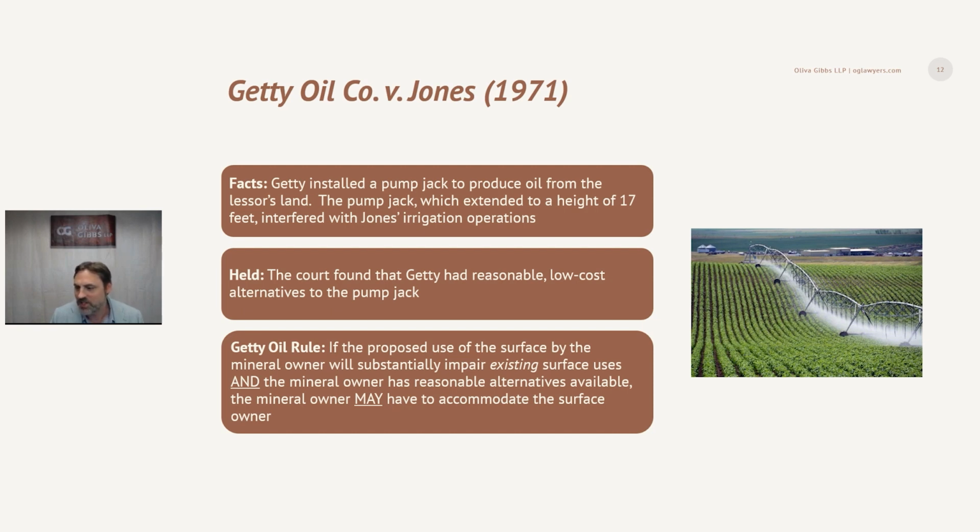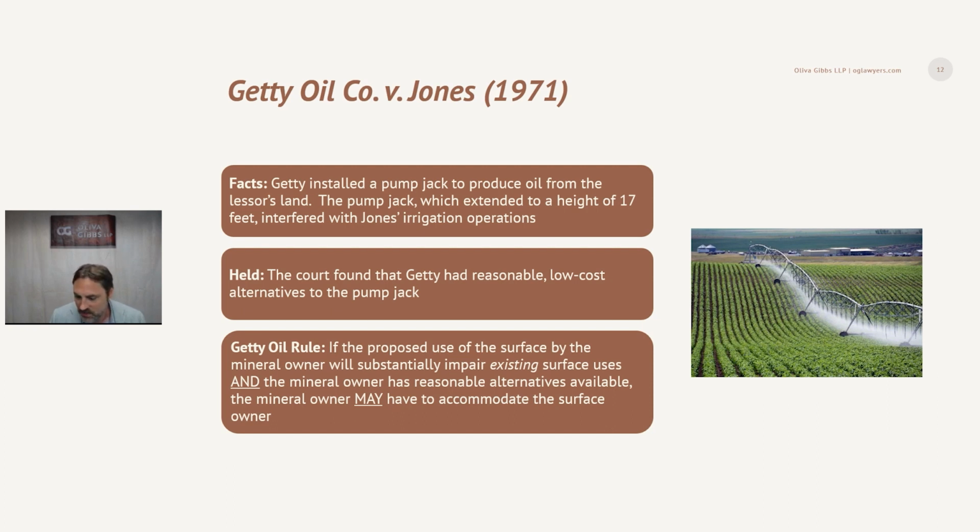The facts here that I think help understand the context a little bit are that Getty had installed a pump jack to produce oil from Jones's land. The pump jack was about 17 feet high and interfered with Jones's irrigation operations. He had what's commonly known as a center pivot irrigation system, where it would basically roll around in a big concentric circle, watering his crops. Obviously, if you put something 17 feet high in the middle of that circle, it's going to interfere with the travel of this irrigation system around its normal course. And this is going to be a very expensive problem for somebody like Jones to have to rectify. So obviously you're getting into this reasonable analysis now. So what the court found is that Getty didn't really have the right under the dominant estate theory to put its pump jack right there.